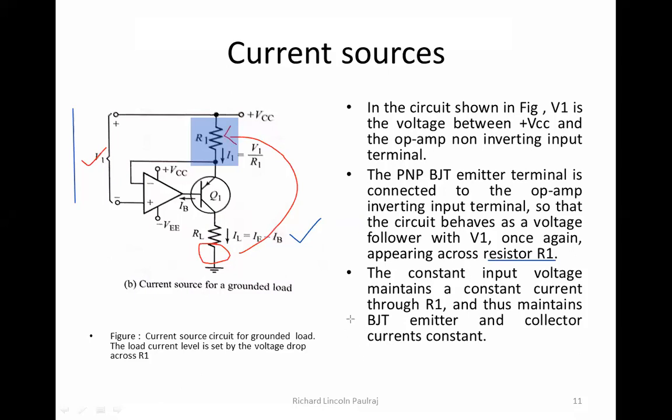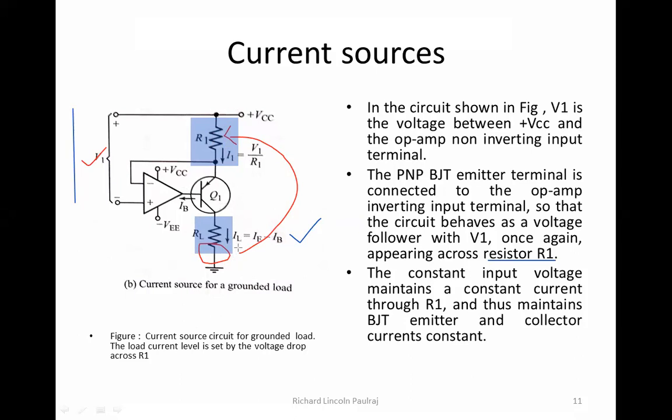So the current source circuit, this is the grounded load. That's one important change that we are looking into here. The load current level is set by the voltage drop across R1. Whatever is the drop across R1 is actually impacting the load current. Now you might ask, sir, how is it impacting? That is because it is connected to the BJT here, right? So it is controlling the current levels at the BJT.